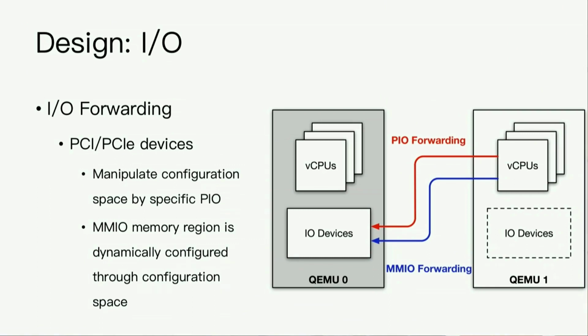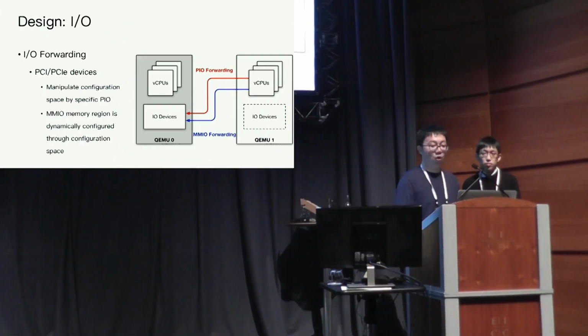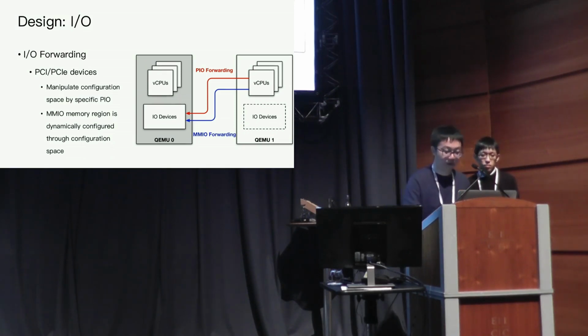For PCI or PCIe devices, the situation is more complicated. Each device has its own configuration space, which is accessed indirectly through the PIO. We need to distinguish accesses to the configuration space of local and remote devices and forward accordingly. Further, the MMIO memory regions are dynamically configured. We need to broadcast this configuration so that we can distinguish MMIOs to remote devices and local MMIOs.